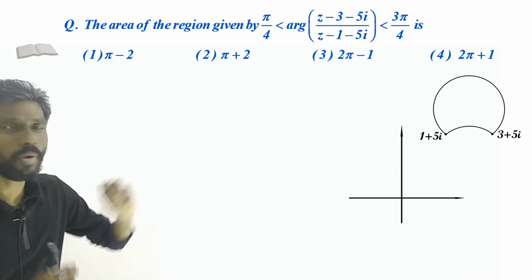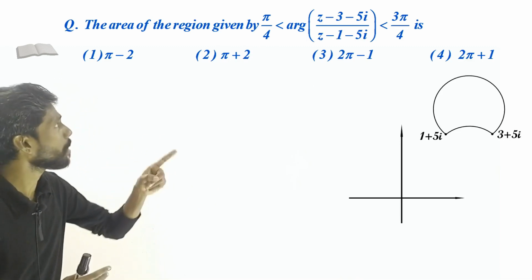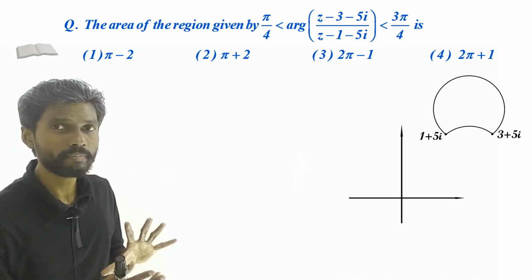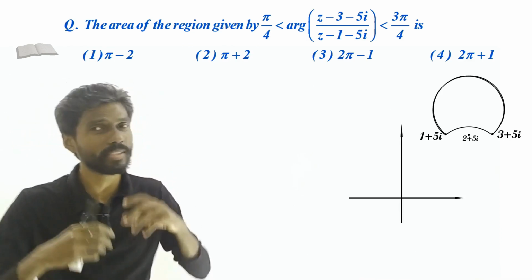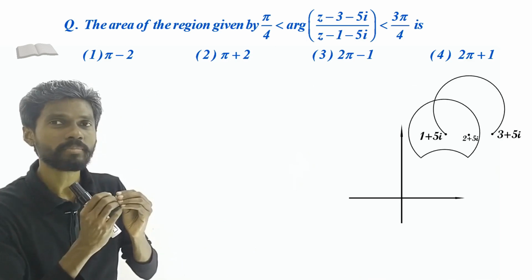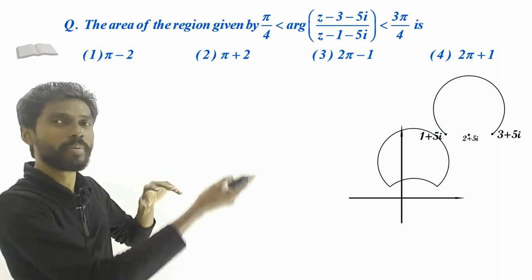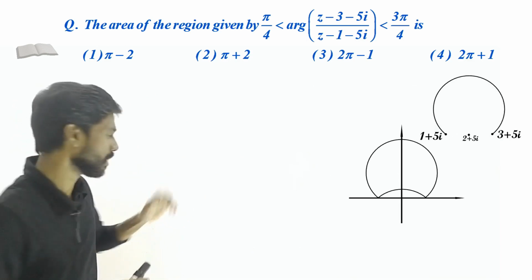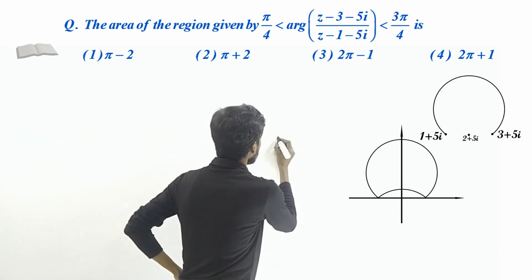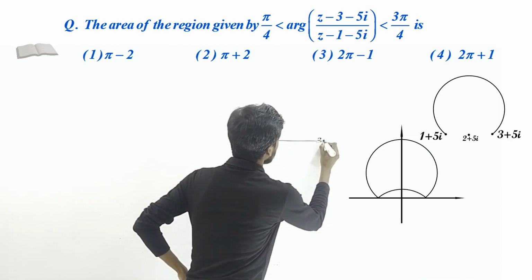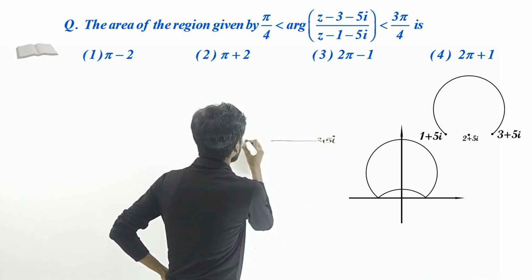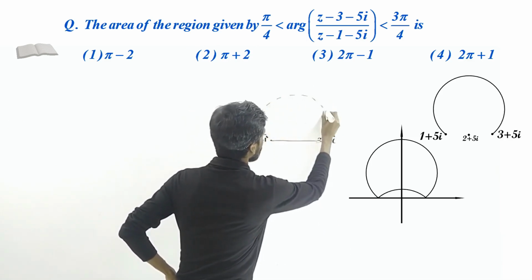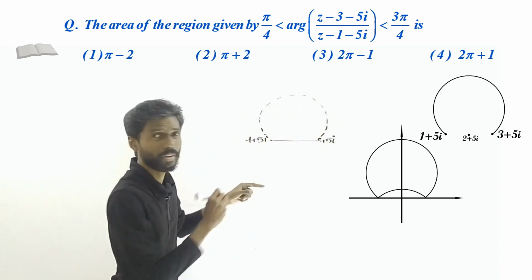What is the midpoint of these 2 points, 3 plus 5i and 1 plus 5i? The midpoint is 2 plus 5i. That 2 plus 5i can be taken as the origin now. So the midpoint will become the origin. One point will be on that side of the origin, the other point on this side of the origin, just like the last question. These are the points given. 3 plus 5i is 1 point, and similarly 1 plus 5i. So these are the 2 points. Our circle may be like this, or the arc, depending upon the angle.